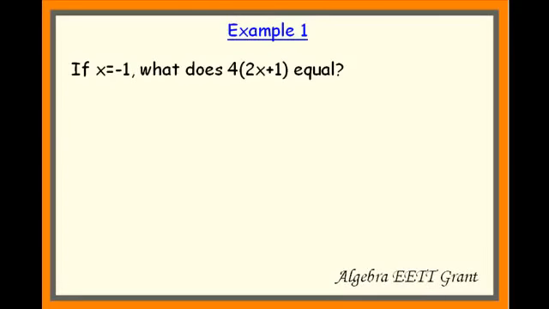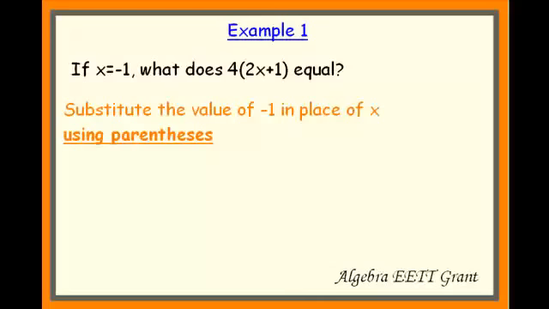So now we're ready to do an example. For example 1, if x is -1, what does 4 times the quantity 2x plus 1 equal? Well, we want to substitute the value of -1 in place of x in that expression. Remember, use parentheses around the -1. If we do that, we're going to get 4 times (2 times (-1) plus 1). Now remember, on parentheses, we start on the inside, work our way out. So we do 2 times -1 first, and that's going to give me -2, but I've still got another operation inside the parentheses. So -2 plus 1 will give me -1. Now we can multiply, and 4 times -1 is -4.